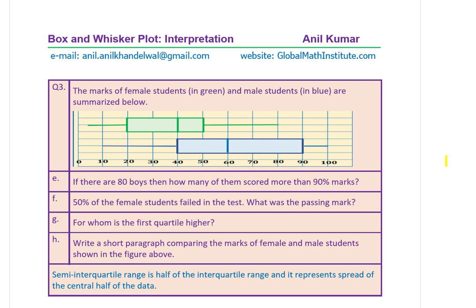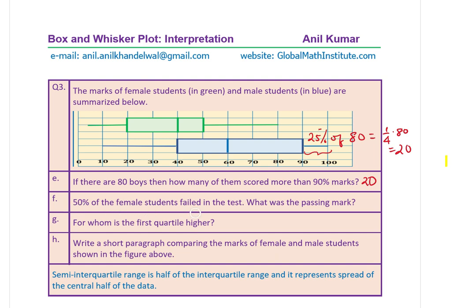Let's look into the very first. If there are 80 boys, then how many of them scored more than 90%? So 25%, right? This is 25% of, in this case, 80, correct? So which means one fourth of 80, correct? So that means 20 students. So 20 students scored more than 90% marks.